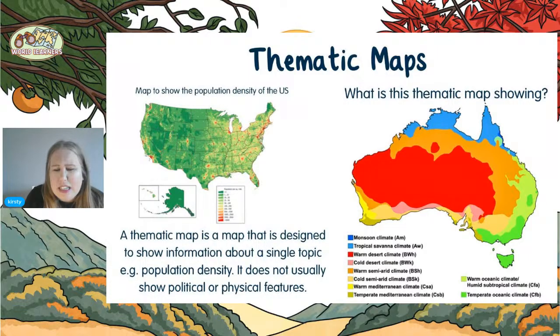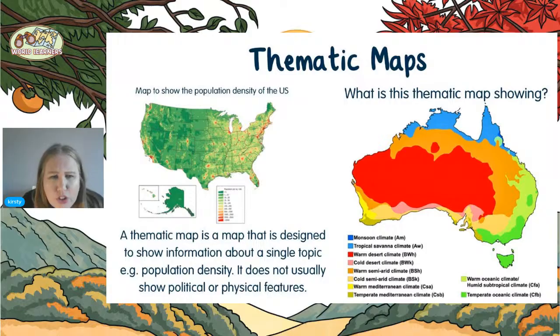What's this thematic map showing? The one on the right then? Can you tell me that? What do you think? What do you reckon that's showing? Hala says temperature, the climate. Yes, spot on. So temperature, kind of similar to climate, yeah, but climate, we're talking about the different climate areas of this.